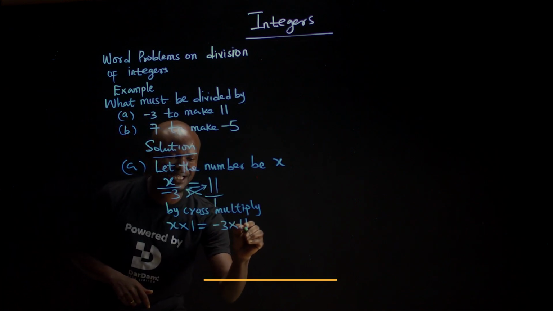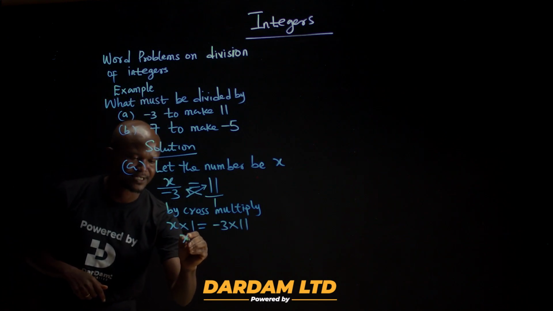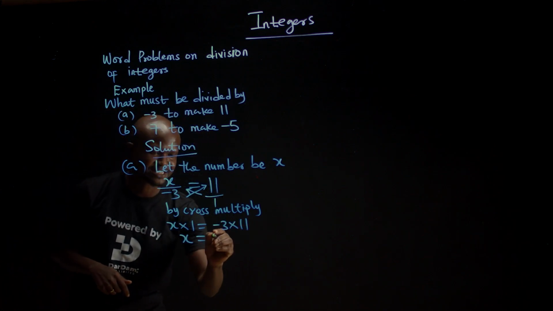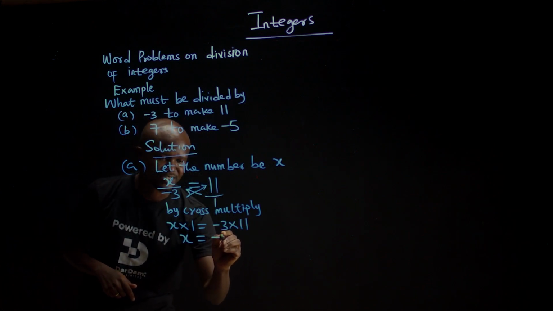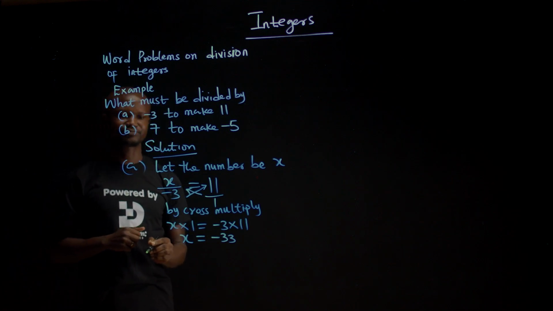-3 times 11. So in this case, x times 1, what do we have? That's x. And this is equal to -3 times 11. That will give us -33. That is the solution.